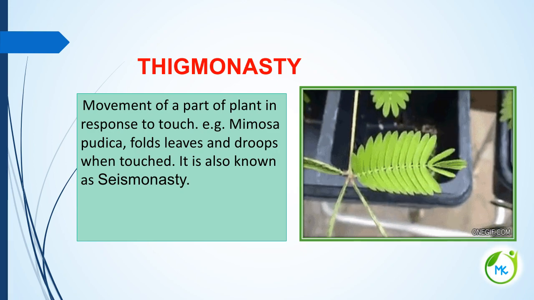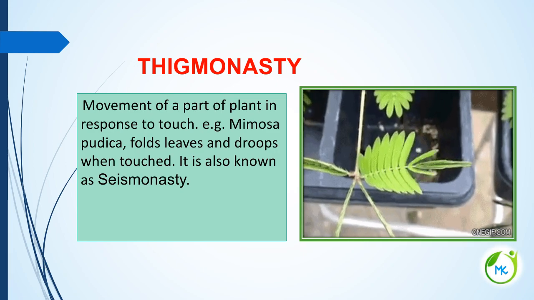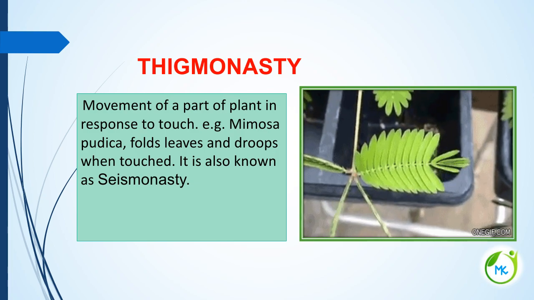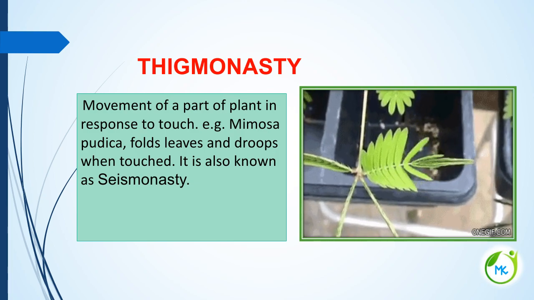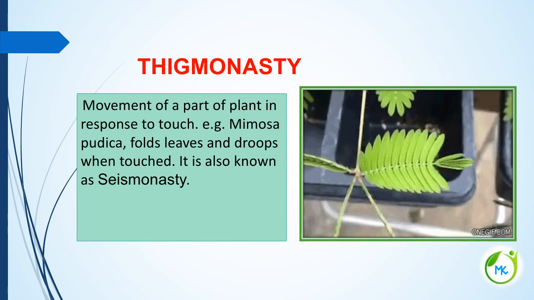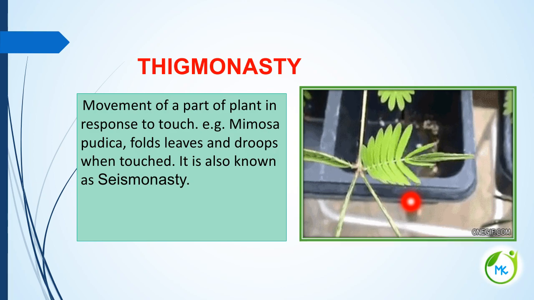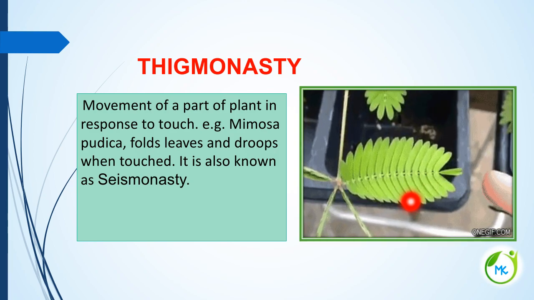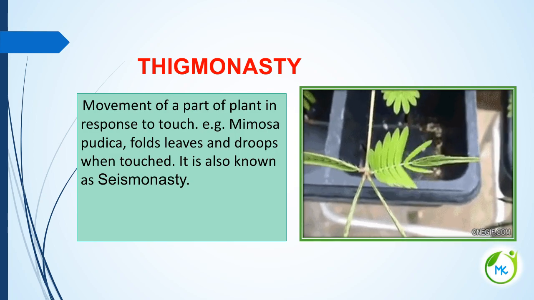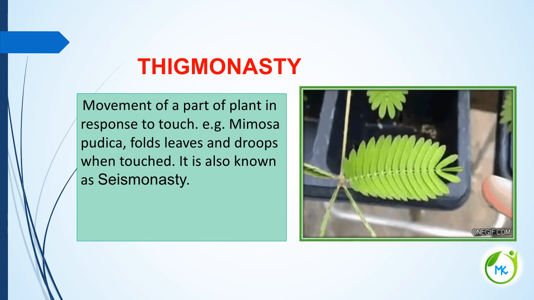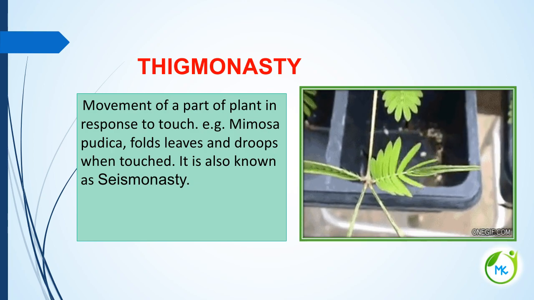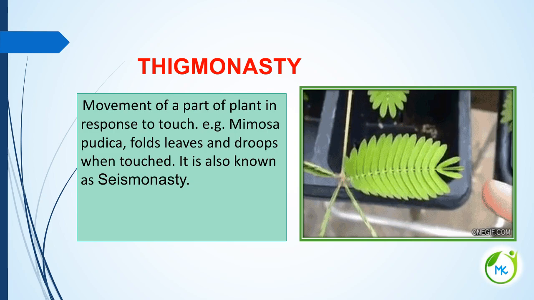The second kind of Nastic movement we are going to see is Thigmonasty. So the movement of a plant part in response to touch. Here in this illustration you can see upon touch the leaves of touch-me-not plant fold its leaves and it droops. So this kind of Nastic movement is called Thigmonasty. And Thigmonasty is otherwise referred to as Seismonasty.